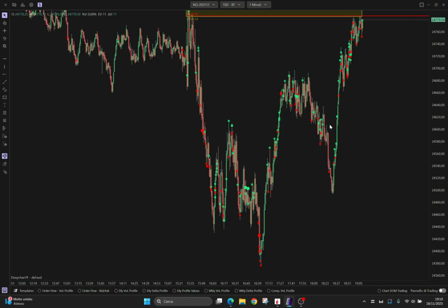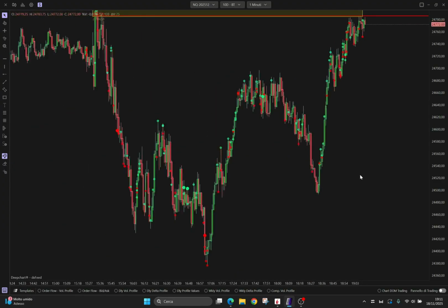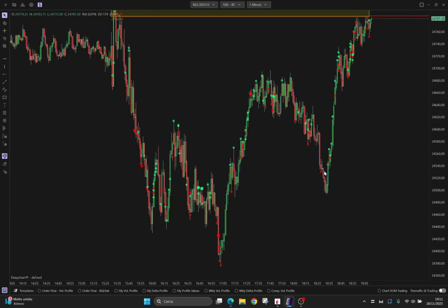What I want to explain to you, and this is something that is more complex and needs to be supported by a little bit more experience, is qualifying the price swings. What do I mean by qualifying the price swings? Understanding the shape of the market.